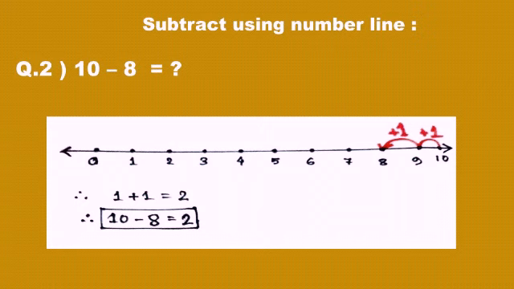As we are subtracting, we have to count the steps. From 8 to 9, it is 1 step, so I have written here plus 1. 9 to 10, it is plus 1, that means 1 step. So, how many steps are there? 1 plus 1 equals 2. So, the answer is 10 minus 8 equals 2.